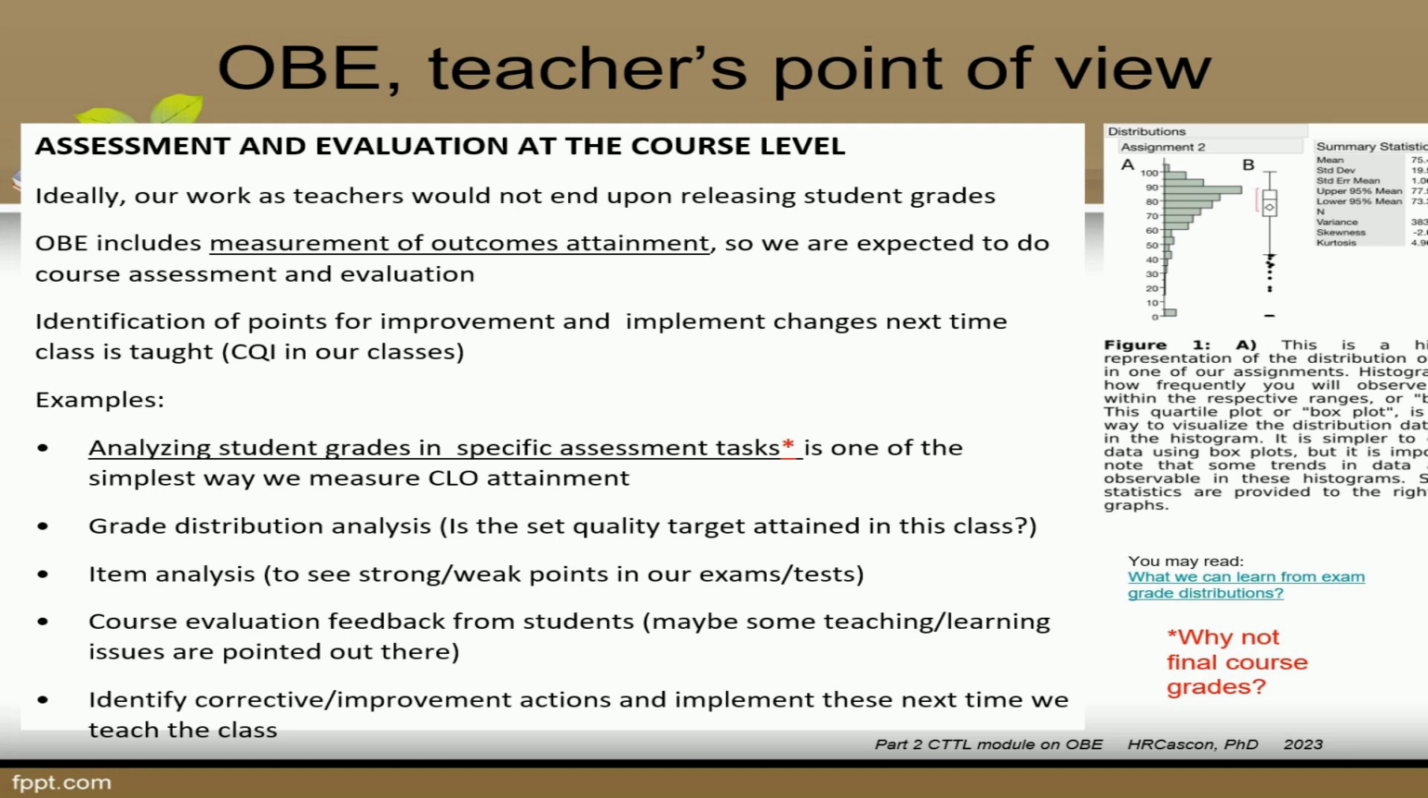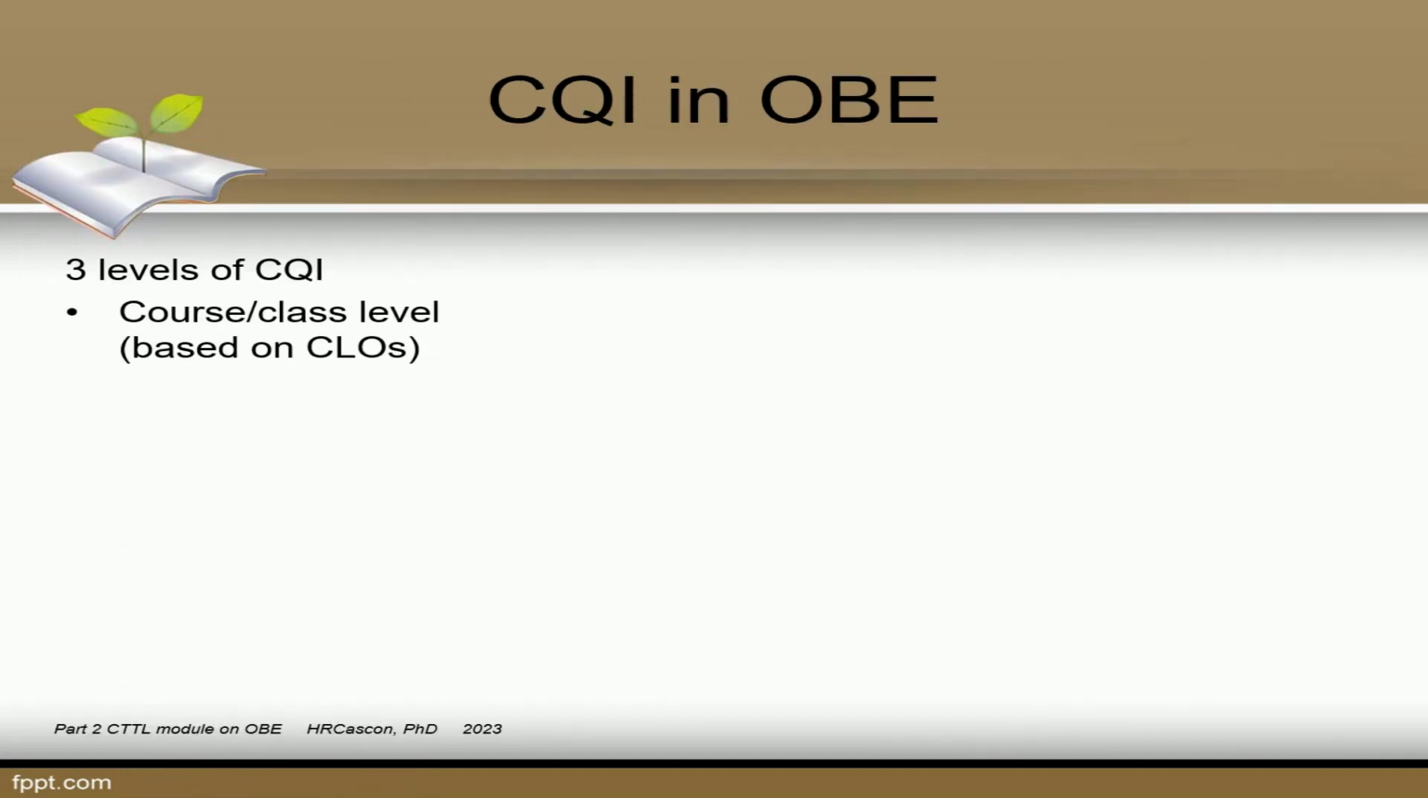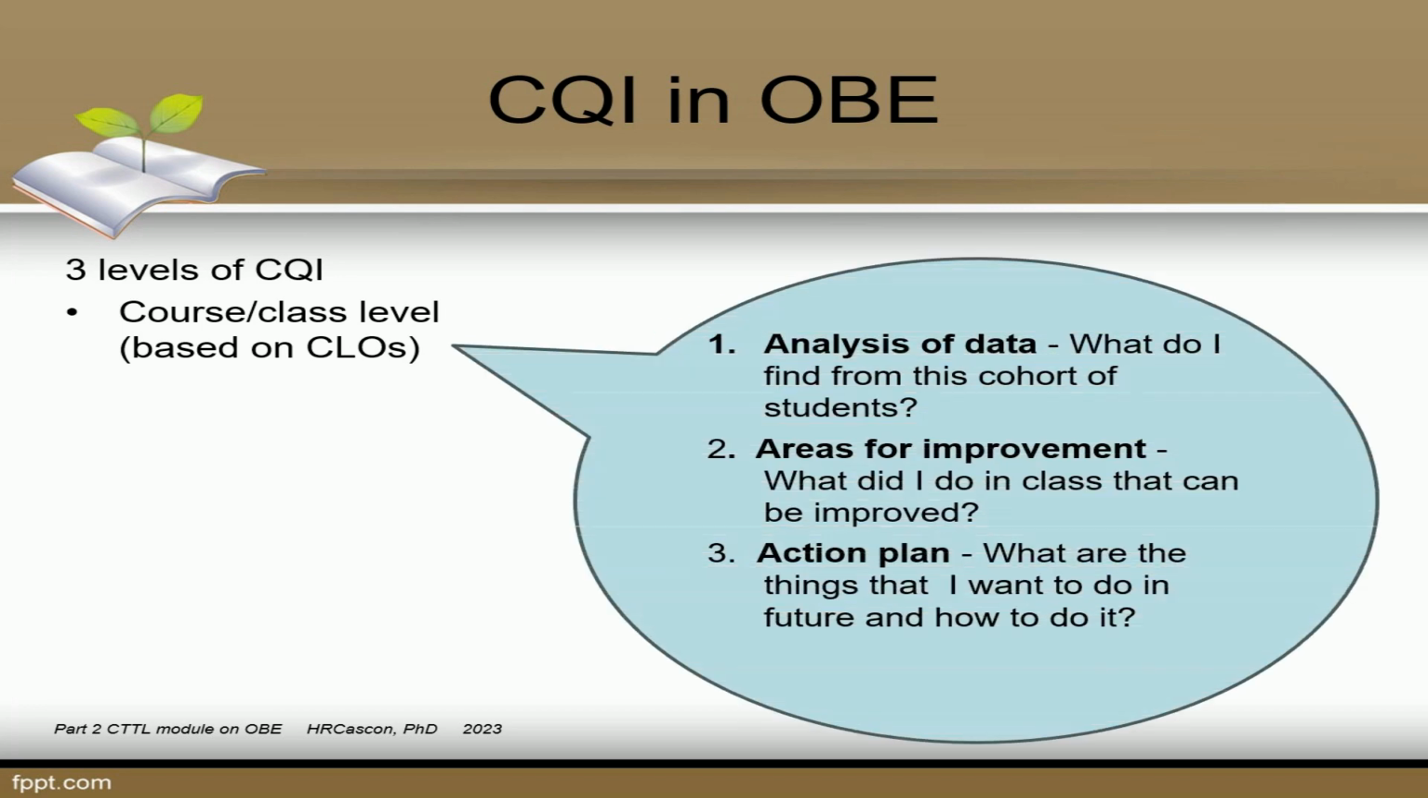What I described in the last slide is the process of continuous quality improvement. For the classroom level, put in simpler statements, the CQI process to be done by a course instructor in her or his classes can be expressed in just 3 statements. 1. Analysis of data. What do I find from this cohort of students? 2. Areas for improvement. What did I do in class that can be improved? 3. Action plan. What are the things that I want to do in the future and how to do it?